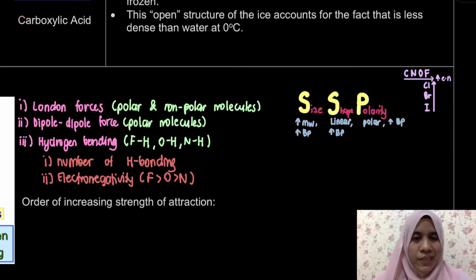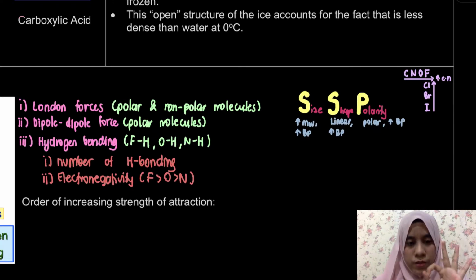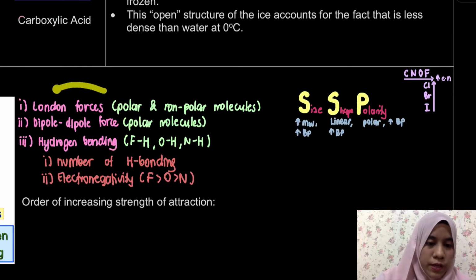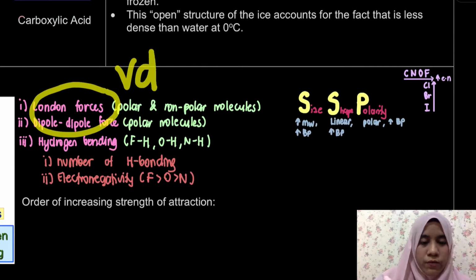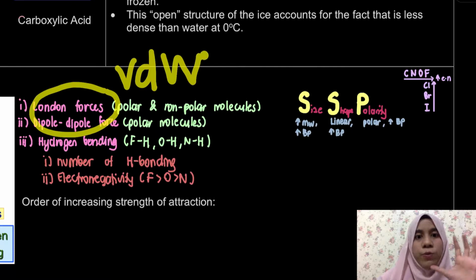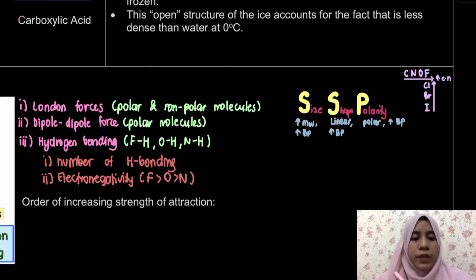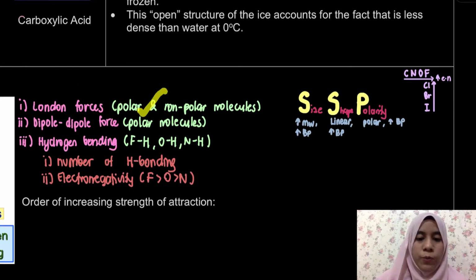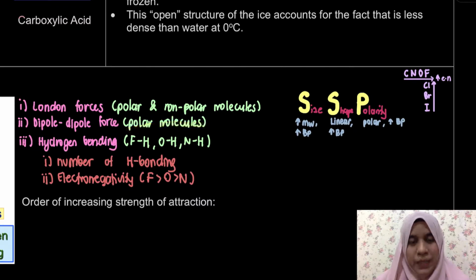What we have learned is that there are three intermolecular forces: London force, dipole-dipole force and hydrogen bonding. London force and dipole-dipole force are what we call van der Waals forces. London force is for all molecules, be it polar or non-polar molecules, but dipole-dipole force is specifically for polar molecules only. And the last one we have learned about is hydrogen bonding.